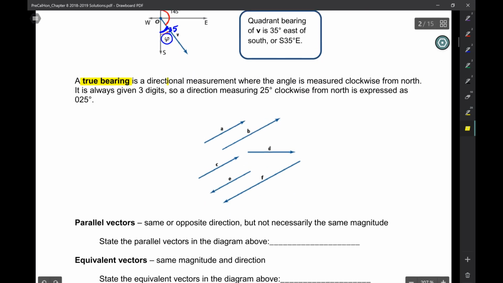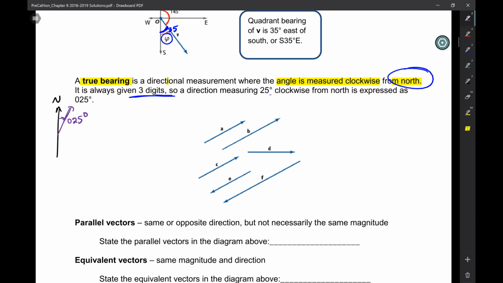True bearing is where the angle is measured clockwise from north, always, just from north. And it always has to have 3 digits. So a direction measuring 25 degrees from north is expressed as 025. So if this is the north, and you go 25 degrees from there, you give it 025, all right? And it could go up to 360.